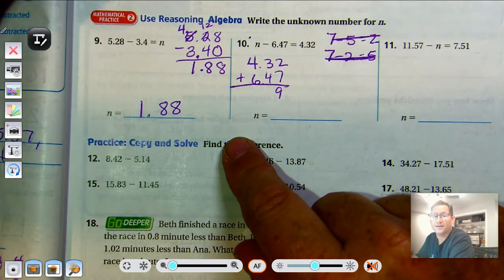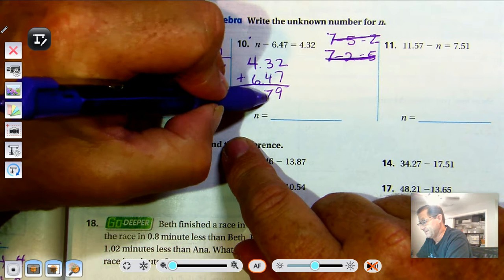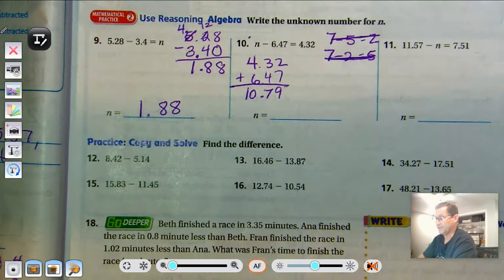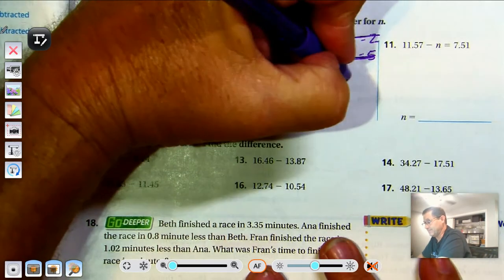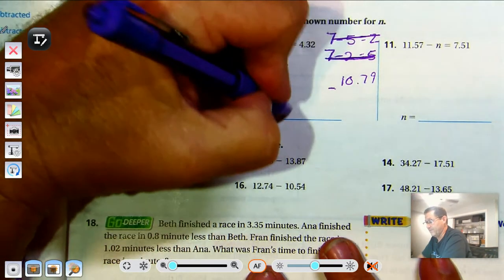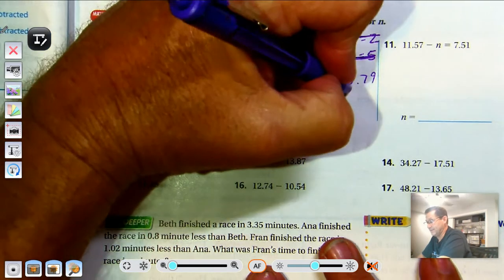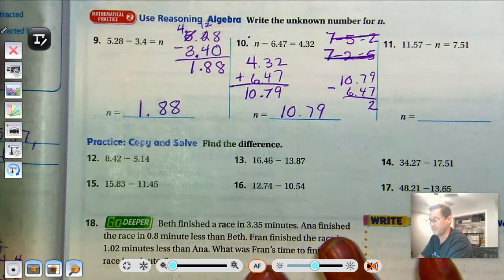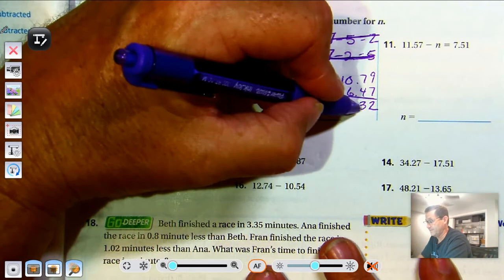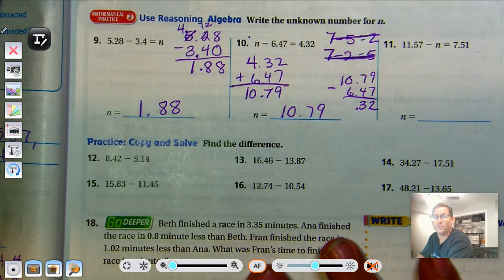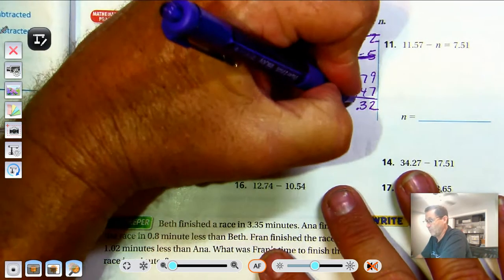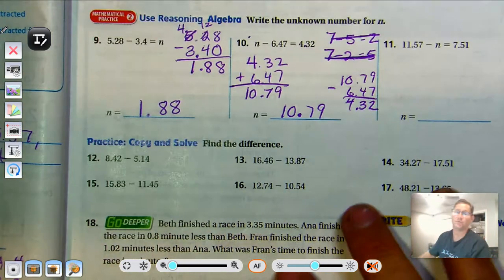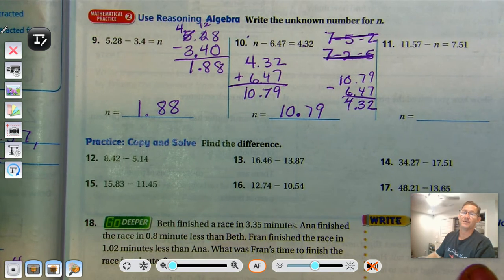7 and 2 hundredths is 9 hundredths. 4 tenths and 3 tenths is 7 tenths. And 6 ones and 4 ones is 10. So 10 and 79 hundredths. We can verify that by subtracting 6 and 47 hundredths. 9 hundredths take away 7 hundredths is 2 hundredths. 7 tenths take away 4 tenths is 3 tenths. We're finished with the decimal portion. And 10 take away 6 is 4. So that does work. So 10 and 79 hundredths is n. That's the number we subtracted 6 and 47 hundredths from.